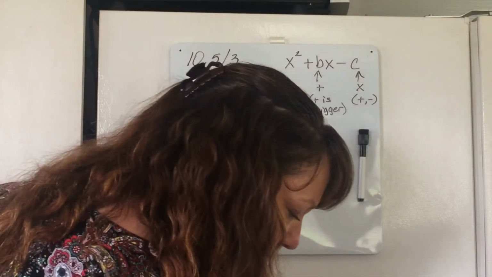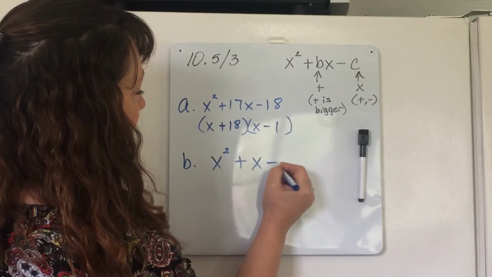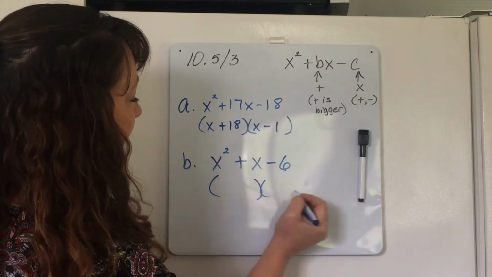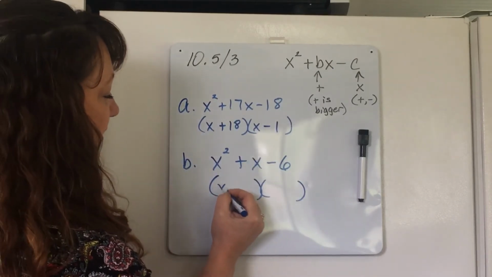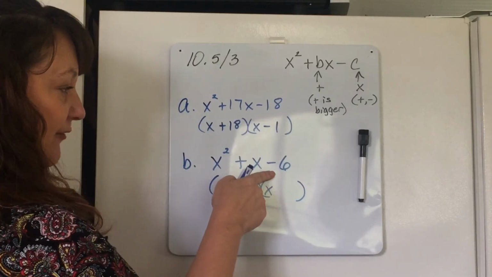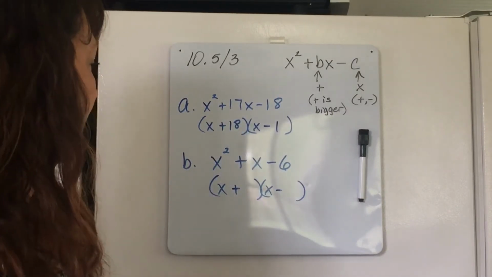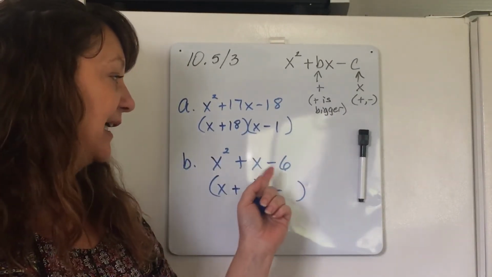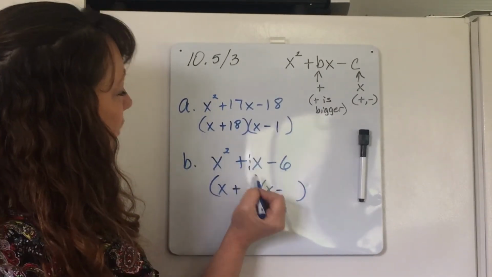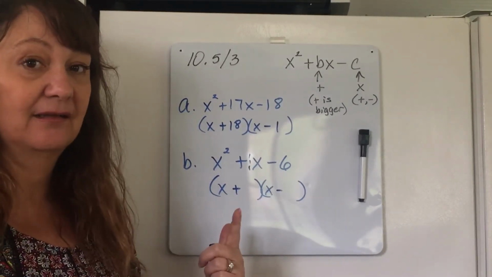Let's see. What if I had x squared plus x minus 6? I'm going to factor that to get x squared. Here's my x and x. We already established that to get a negative when we multiply, my signs have to be different. Now then, to get 6, I can take 6 times 1, but that's not going to get me that 1 I'm looking for. So how about 3 and 2? 3 times 2 is 6.